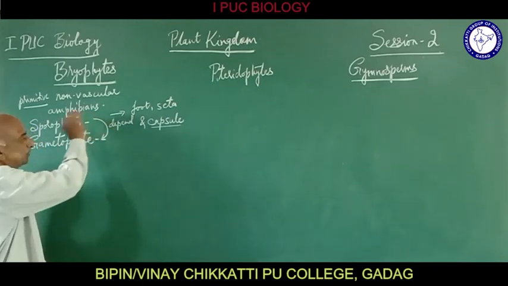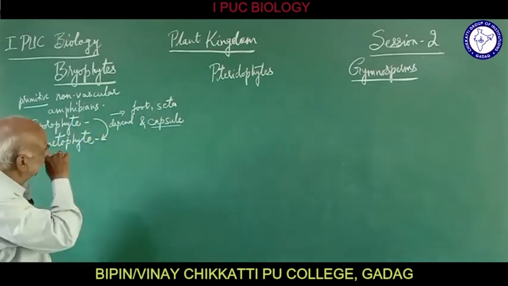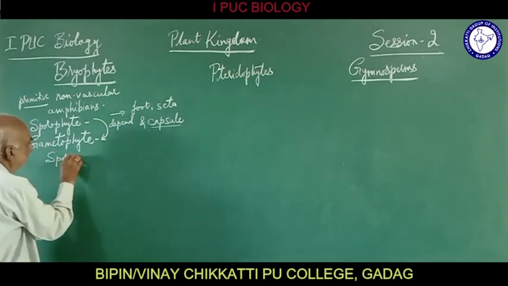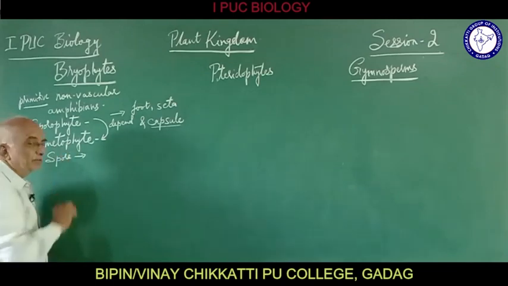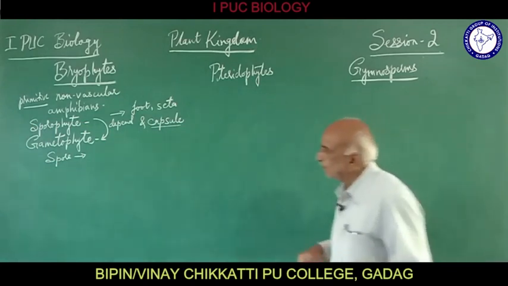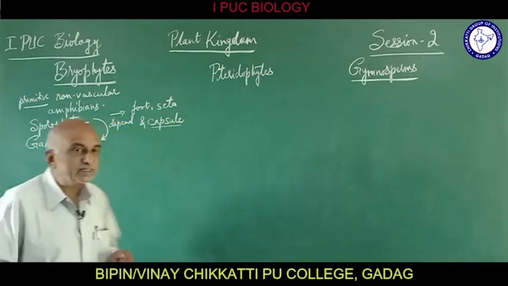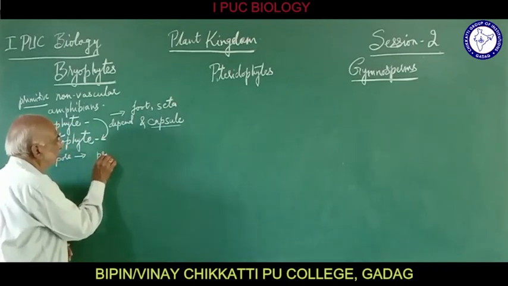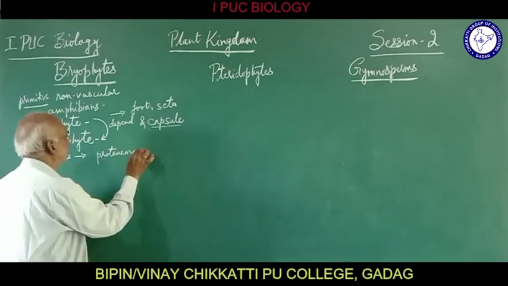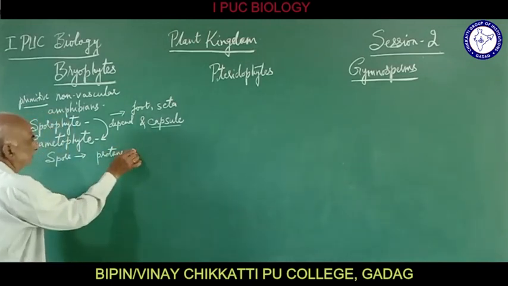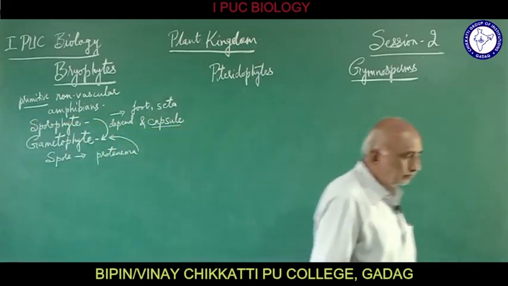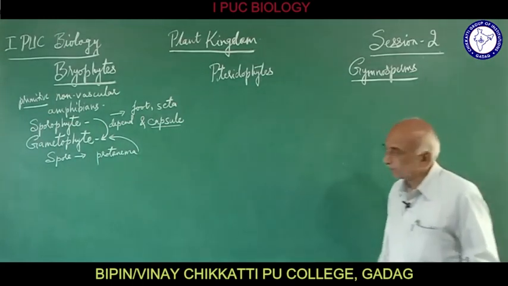The gametophyte develops into the sporophyte. That is the meaning. So this sporophyte gives rise to the spores, and the spores which are produced give rise to the gametophyte. But before developing into the gametophyte, it may produce some intermediate stage called the protonema. Then it will produce the gametophyte. This is how the gametophyte gives rise to the sporophyte.